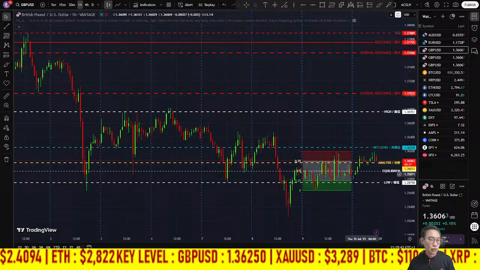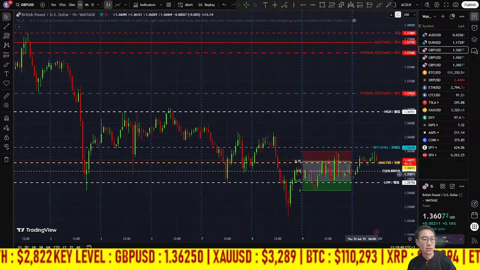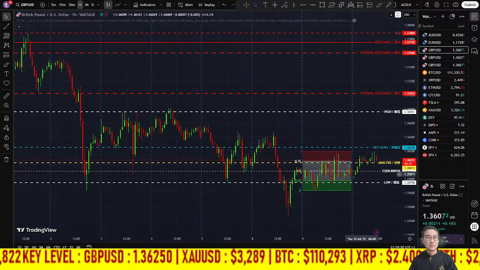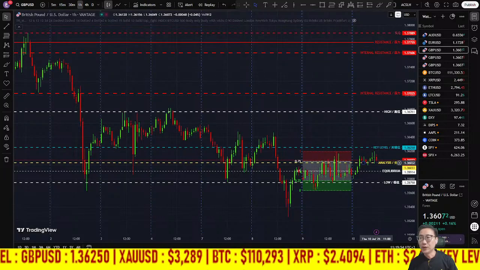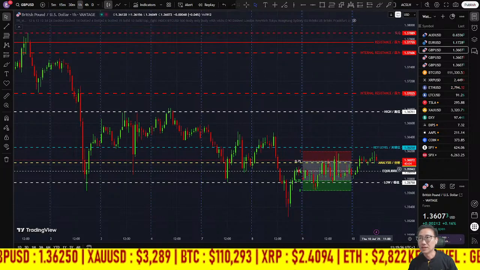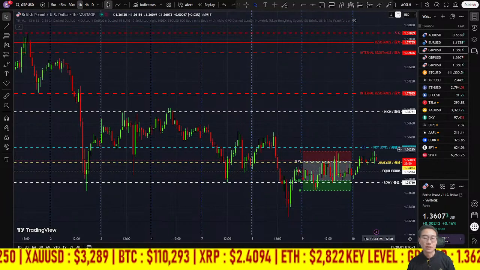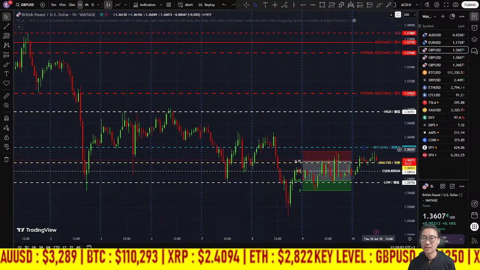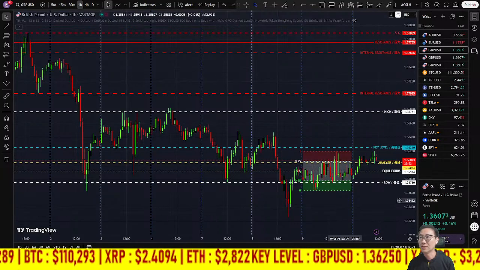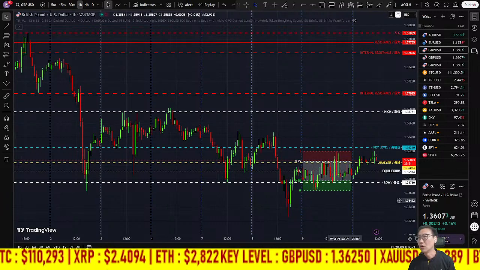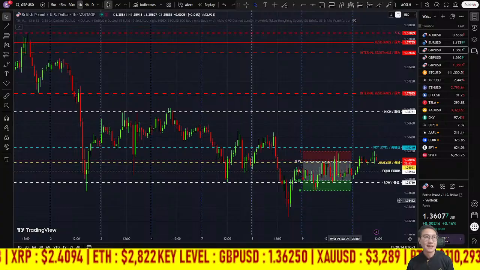We have to take note about that. If we are going to get rejected from 136.250, then we will need a selling structure to show us that it's actually selling off down to take these two prices of 135.914 or 135.750.